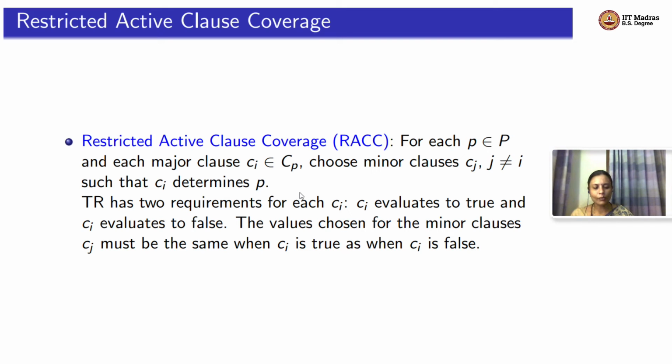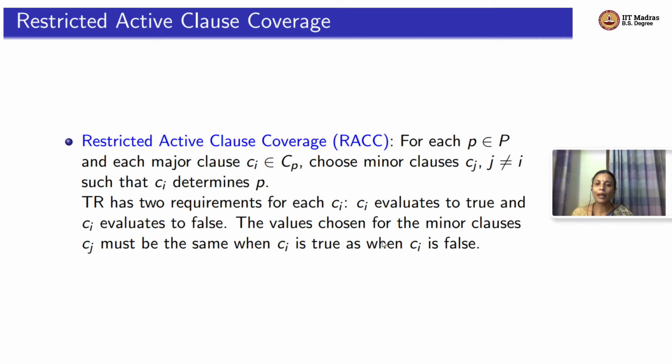CI becomes true, CI becomes false. The last sentence is what varies. So for this, again, we focus on the word restricted. It says restricted ACC. So by restricted, what we mean is that the minor clauses take values that are the same. That is, they are all true together, they are all false together, or a particular minor clause stays true, another minor clause stays false, but it's the same as when the major clause is true and as when the major clause is false. Is this clear?